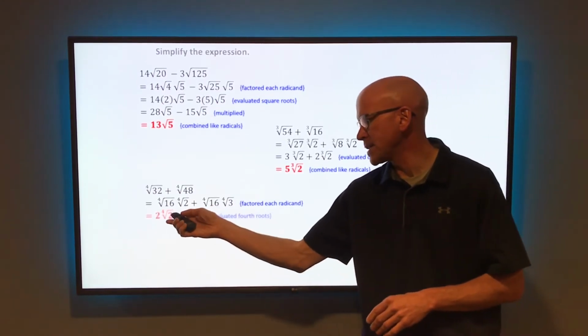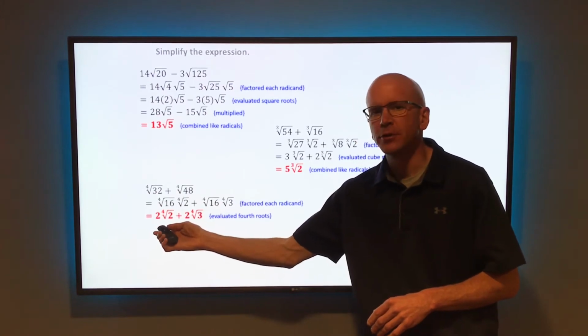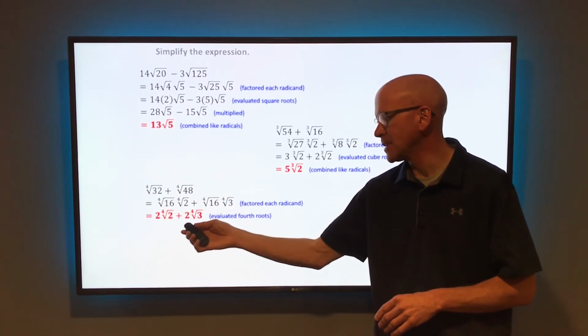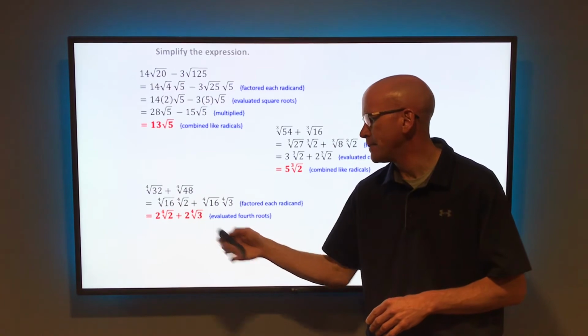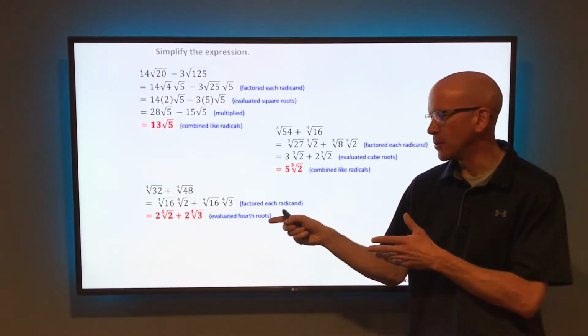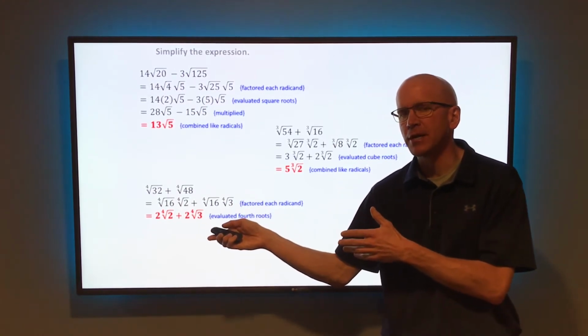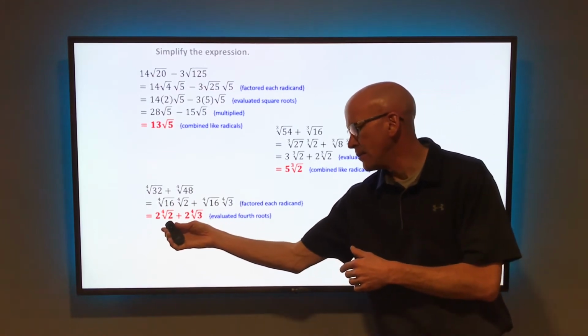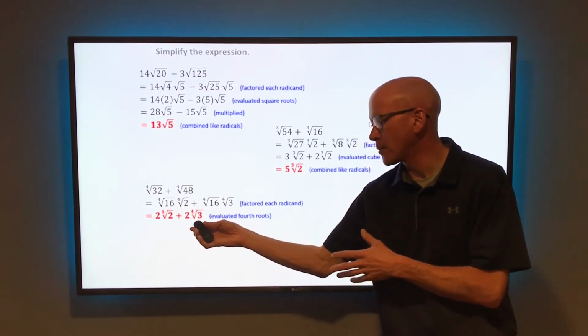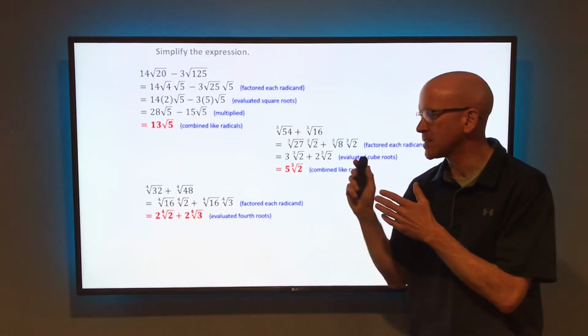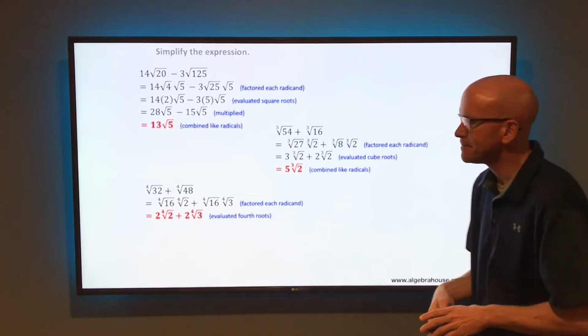So the 4th root of 16, that is 2. That'd be 2 times the 4th root of 2. 4th root of 16 here again is 2. That'd be 2 times the 4th root of 3. So those are not like terms. You have the same root, but you have different things under the radical sign. You have a 2 under the radical sign and a 3 under the radical sign. Those are not like terms, but that is as far as that can be simplified.